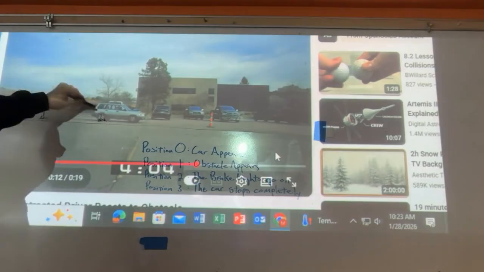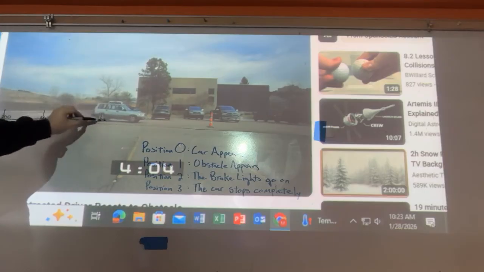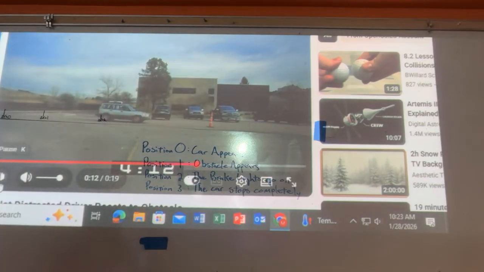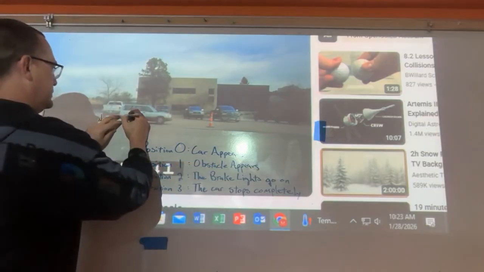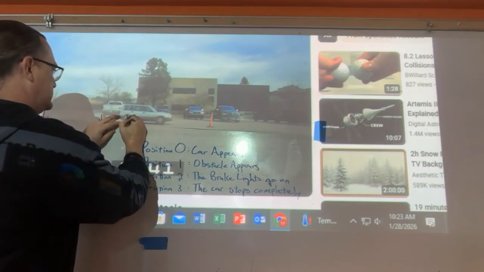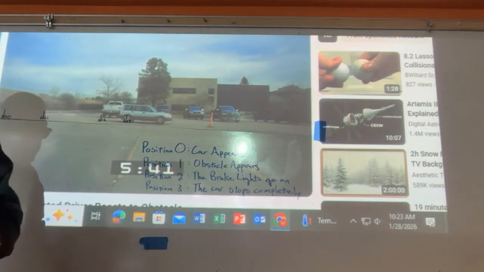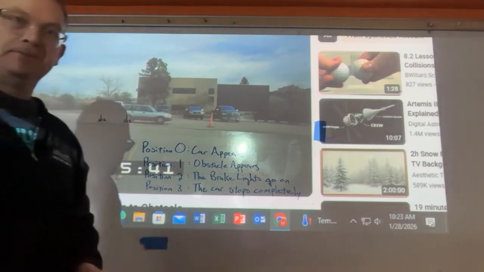Now I've darkened the room and I can see the brake lights clearly on at position 2 right here in front of this white truck. Now position 3, the car comes to a complete stop at this position. Delta x3. Now I have my 4 positions.